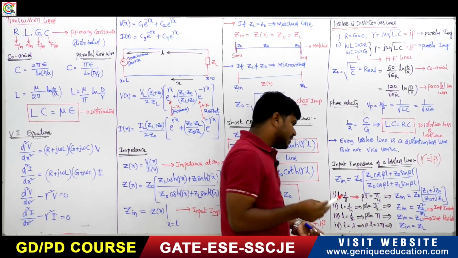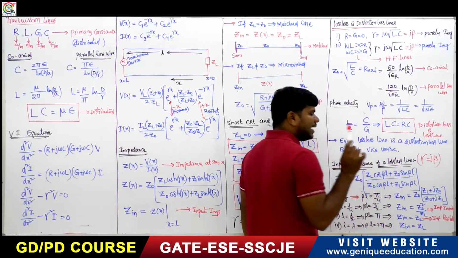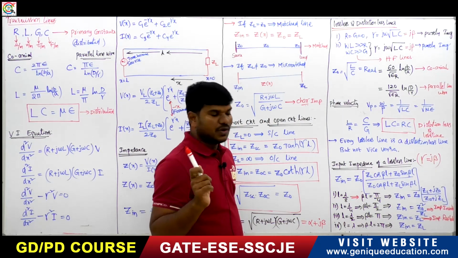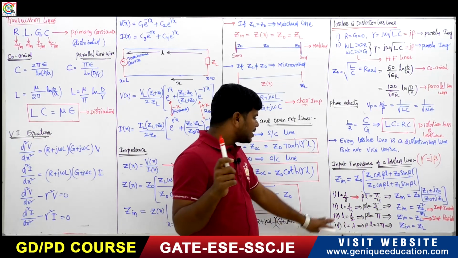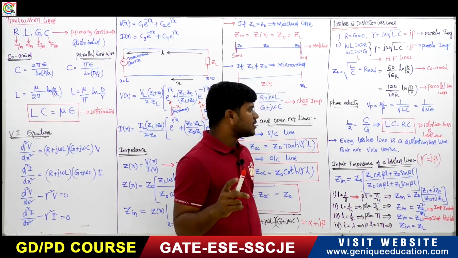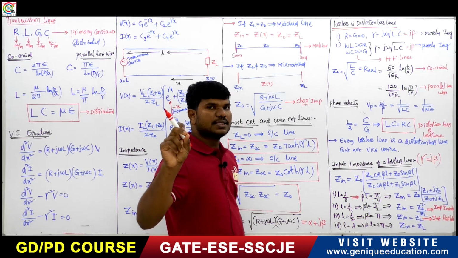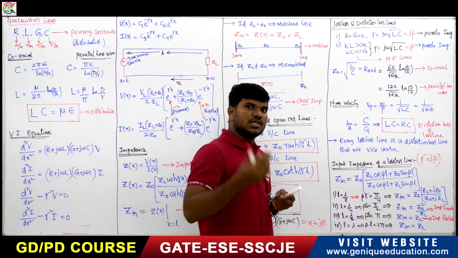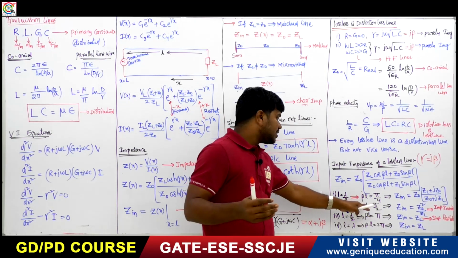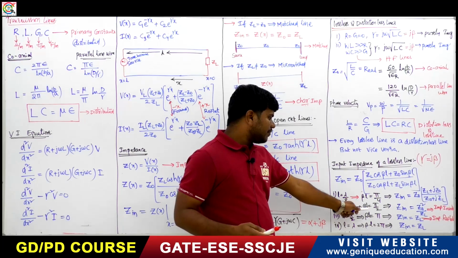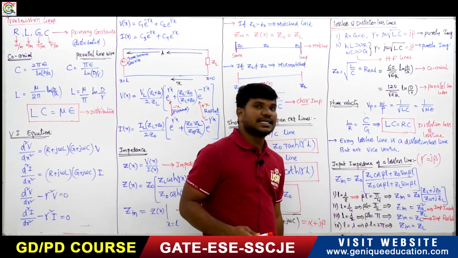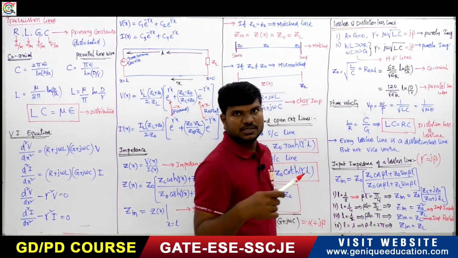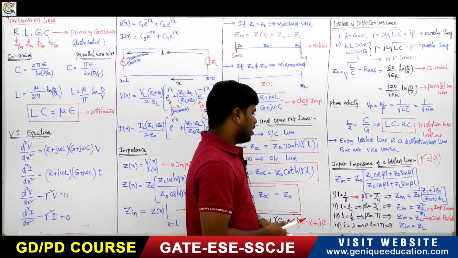And a very important thing here is beta L. What is beta L? L is called the physical length, and beta L is called the electrical length. One more important thing: what are the units of the physical length? Meters. What are the units of the electrical length? Electrical length units are radians or degrees, for example pi by 4 radians.